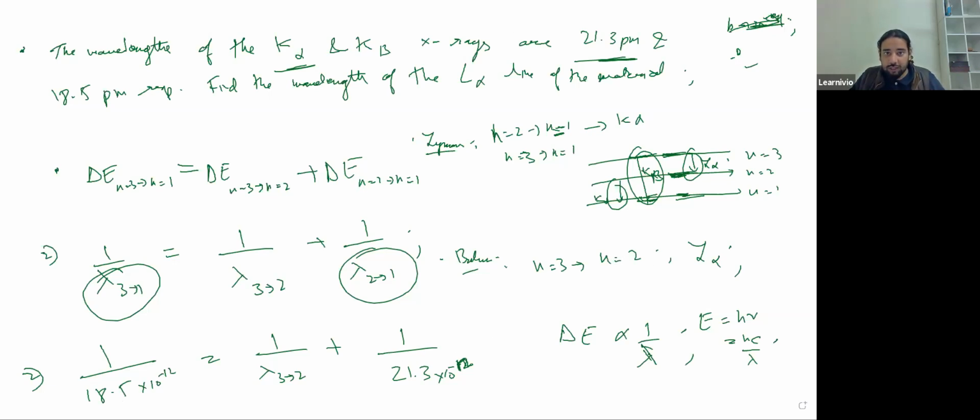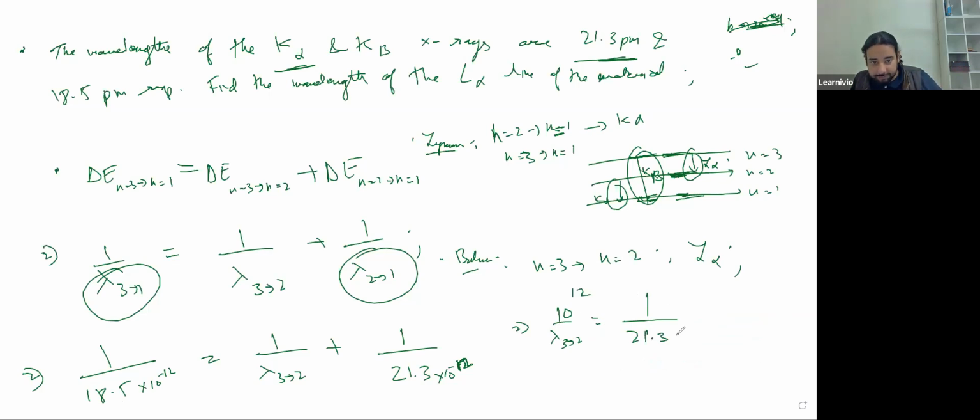So let's do this calculation and see what happens. You get 1 by lambda for 3 to 2, which is what you need to find out, is equal to 1 by 18.5 minus 1 by 21.3, taking 10 to the power 12 common. I actually wrote it down the other way around. So you have 1 by 18.5 minus 1 by 21.3.